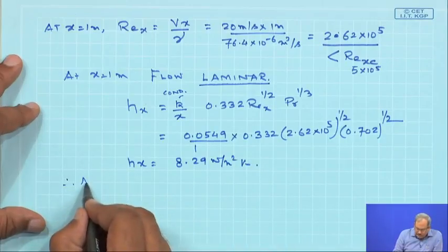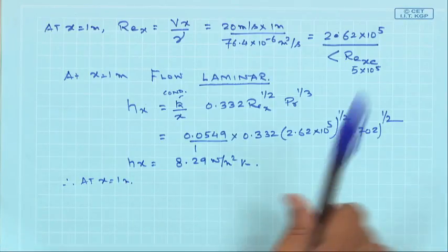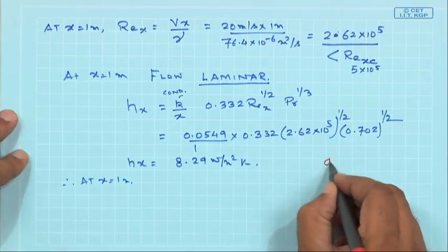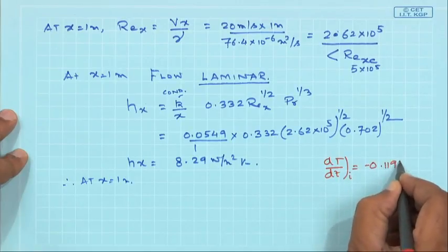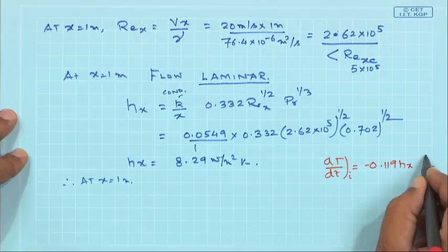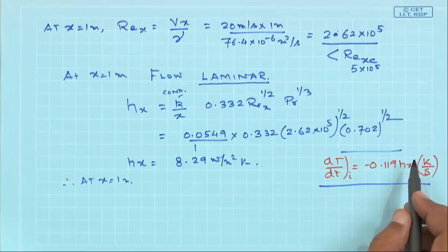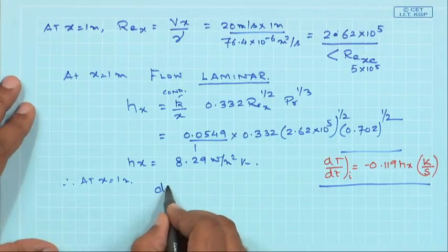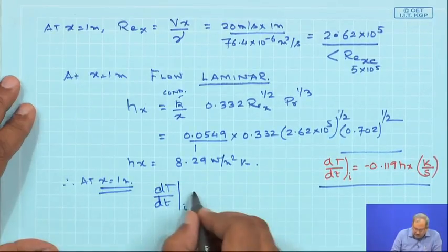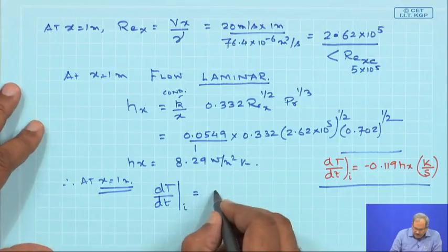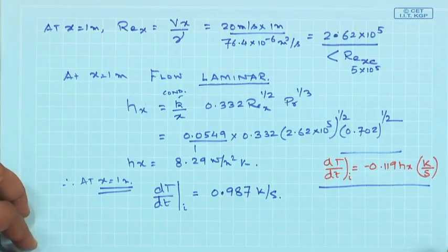So, therefore, at x equals 1 meter, we are simply going to use the relation that we have obtained before, that dT by dt, this is in Kelvin per second. In this expression we simply substitute the value of Hx and obtain that the time rate of variation of temperature at x equals 1 meter would simply be equal to 0.987 Kelvin per second. So, that is for part 1.